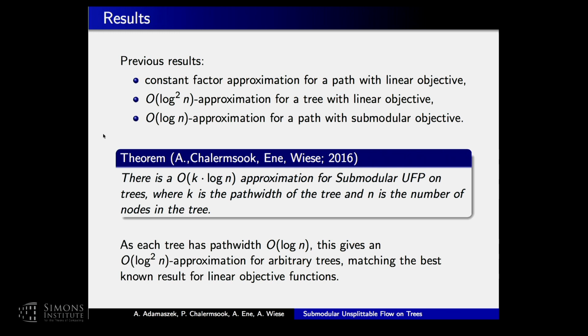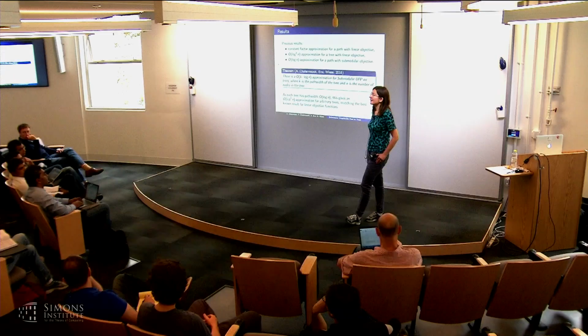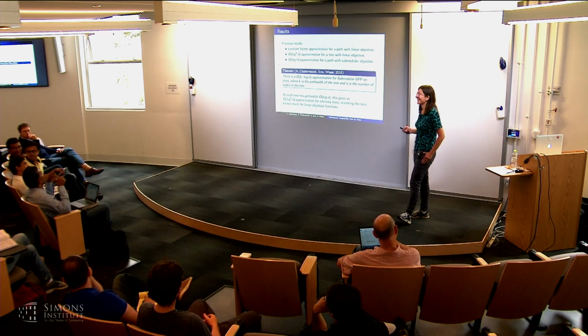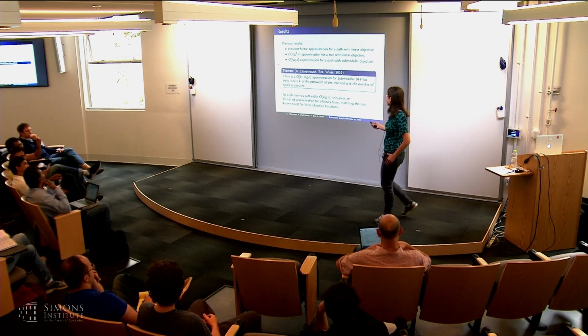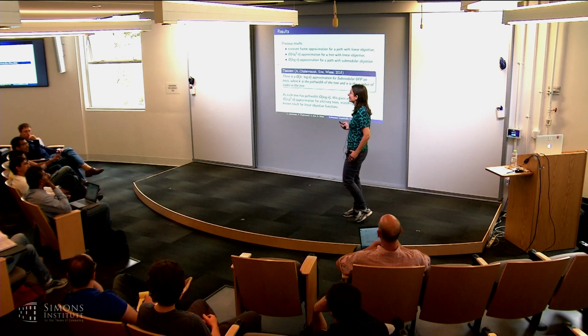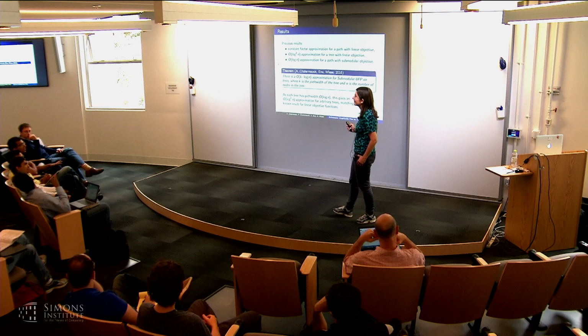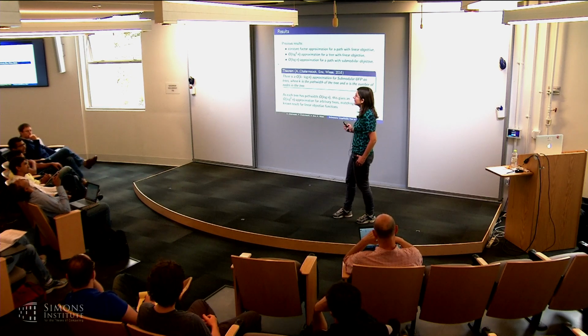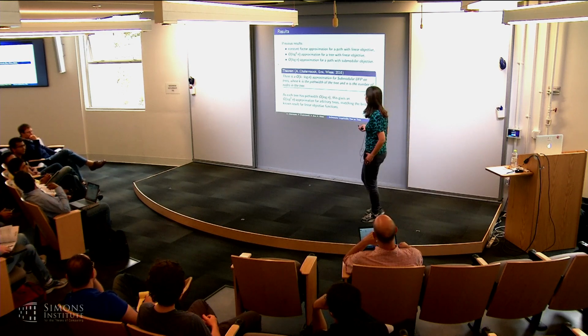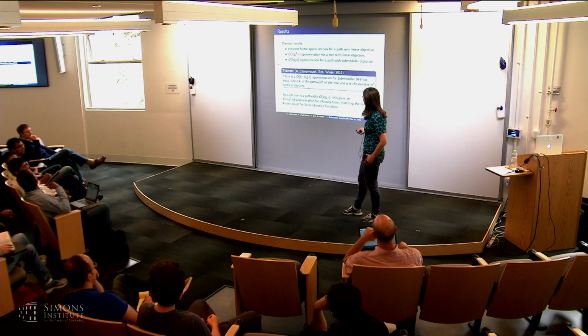Excuse me, one thing. For the path case, so k equal to 1, for linear objective functions, the best known is better than that. It's log n over log log n. Okay, thanks. But that's the only case. It's slightly better. Okay. And for general graphs, beyond trees and paths, I think there's very little known. So the bounds are much worse.